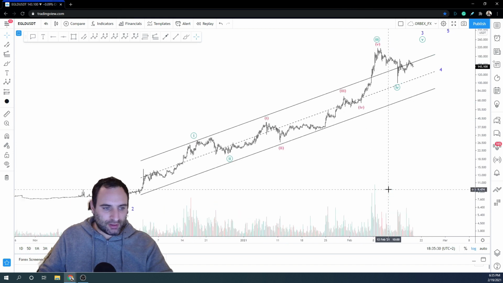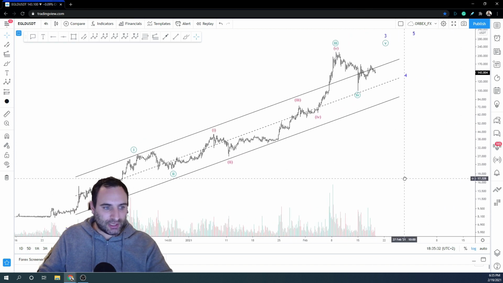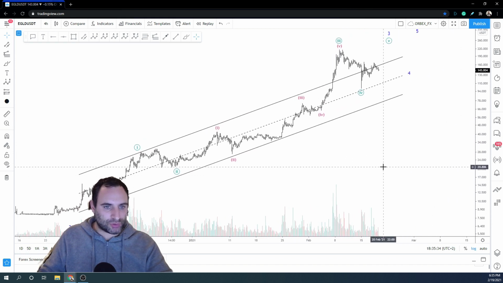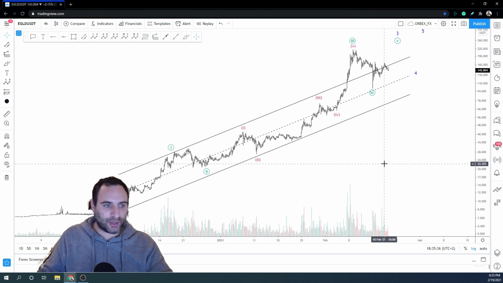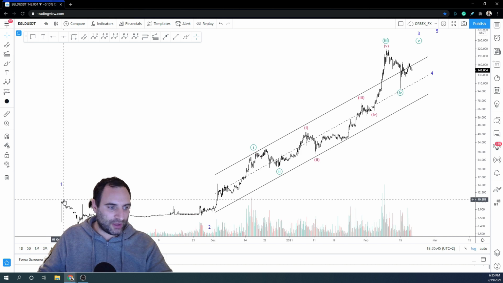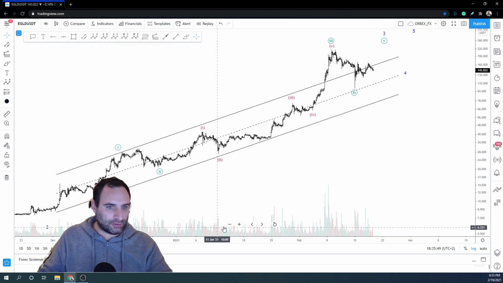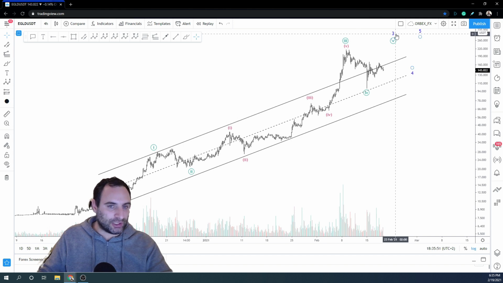Usually the waves that break outside regression channels are the impulse waves, in wave 3 right now, because I'm looking at this internal structure, without using this low or the wave 1 to draw the regression channel. That's why we're not really going near minor 3 yet, right?